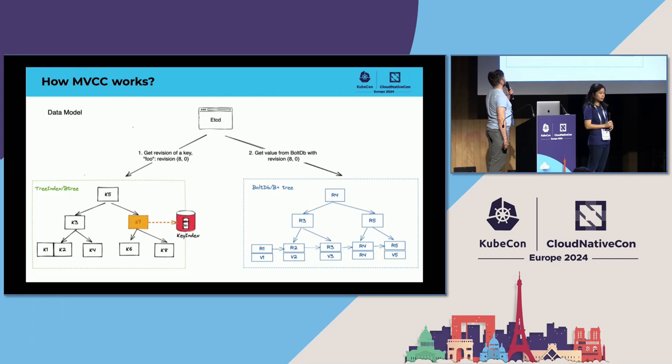So here is the data model that the MVCC implementation of etcd uses. Etcd has its own in-memory tree index that basically maps the key values to revisions and manages a sort of history of the revisions for a certain key. And then when we go to the backend, which is BoltDB, that part doesn't really know about versions, and we just store these revisions as key values in BBolt. And this index will be referenced further in the presentation during some of the performance benchmarks.